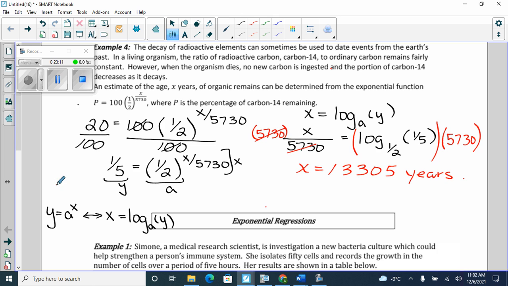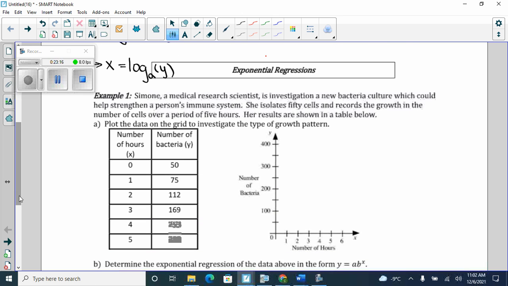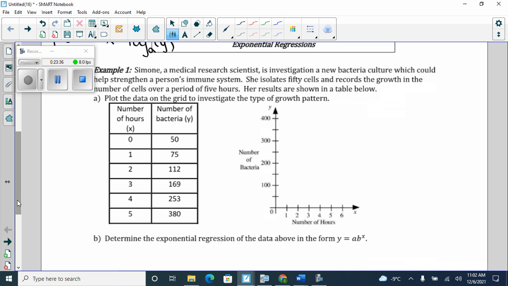Okay? So for today, we're going to be looking at 0. So here it says, Simone, a medical research scientist, is investigating a new bacterial culture which could help strengthen a person's immune system. She isolates 50 cells and records the growth of the number of cells over a period of 5 hours. Her results are shown below. So here's her data. They want us to determine the exponential regression. So we're going to do everything the same. Stat, edit. Let's go. We're going to remind ourselves of what we did before.